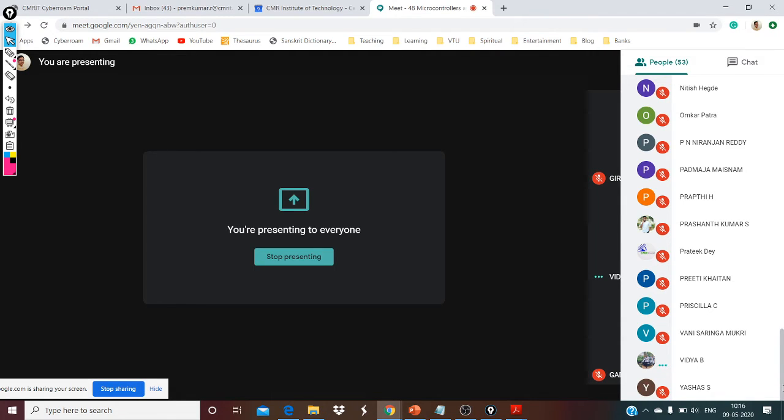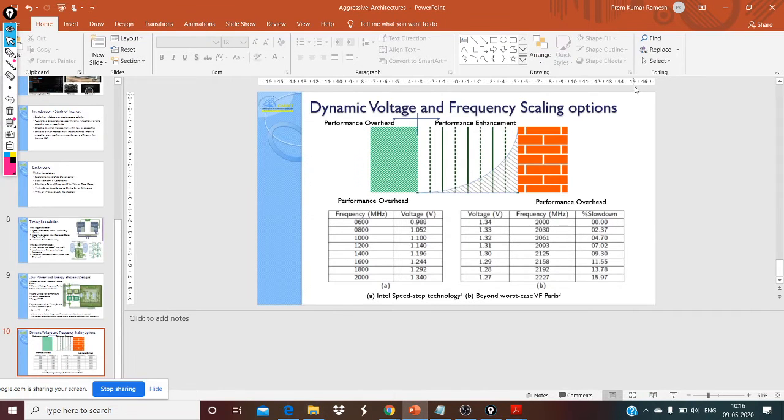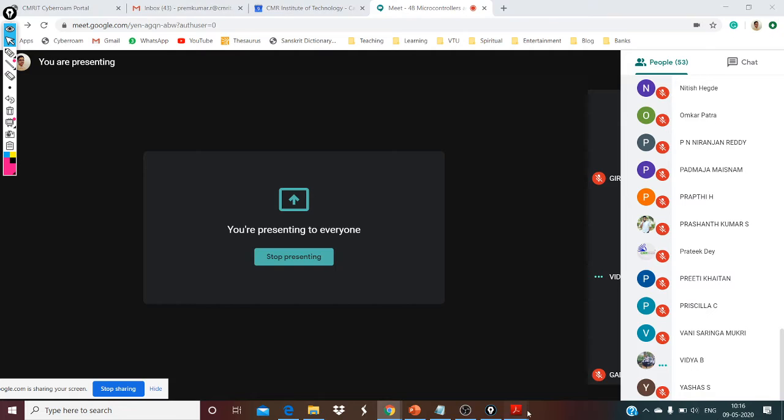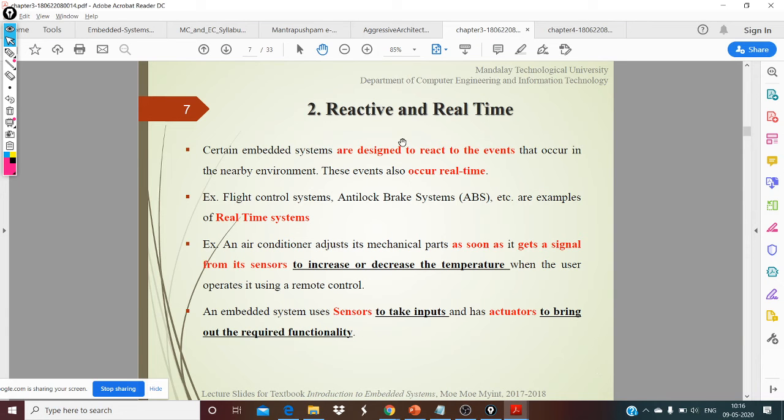Yes, sir. So what do you mean by real time? Real-time systems have fixed time constraints, and they work under an event. They are event-driven systems. They respond to an event based on the time constraints. Very good. Can you give one example?